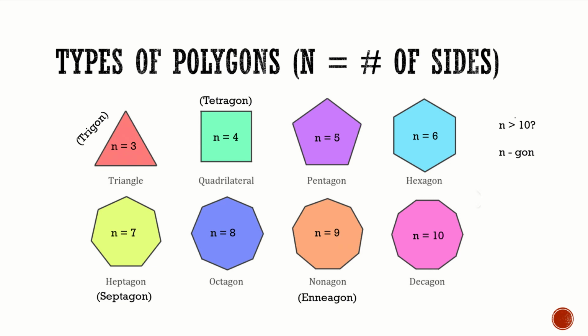If you see a polygon that has more than 10 sides, we can just call that an n-gon. What that means is if a polygon has like 15 sides, that would be a 15-gon, and if it has like 28 sides, that'd be a 28-gon, and so on and so forth.